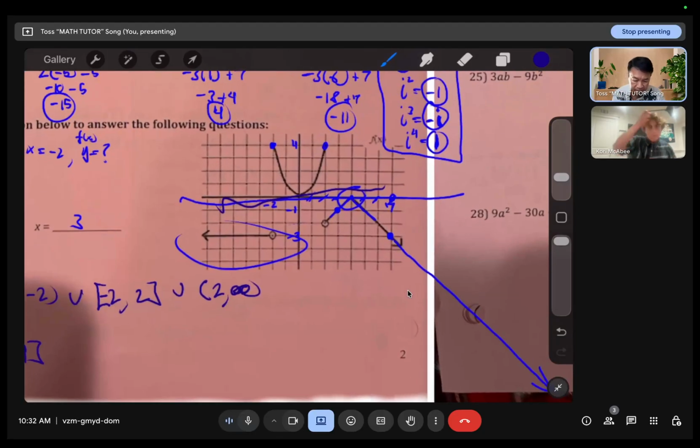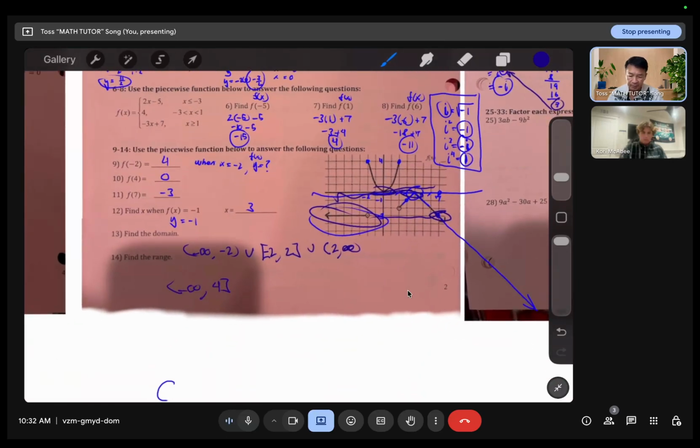But there is no cut. You see why? It covers everything. This y value is included right there, and this y value is included right there. So they're all connected. You get all the y from negative infinity all the way to 4. There is no cut anywhere, or there's no gap anywhere. There you go. Is that okay? So that should be the answer for the domain and the range.